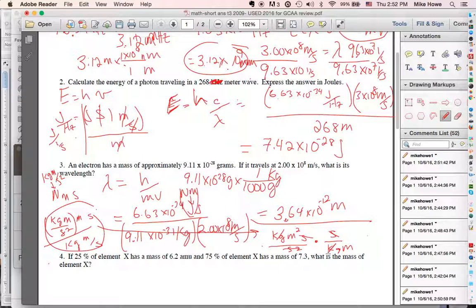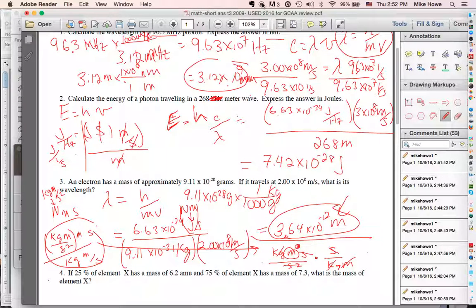So now kilograms cancel. Now I've got meters squared over meters, so that cancels that, so all you're left with is meters. So that's why your final answer is in meters. Where did I write the final answer? Right here. So 3.64 times 10 to the negative 12 meters. That's why the unit is in meters, because everything else cancels. Okay, I'm going to stop that one, this movie, and I'll make another one for the next two problems.